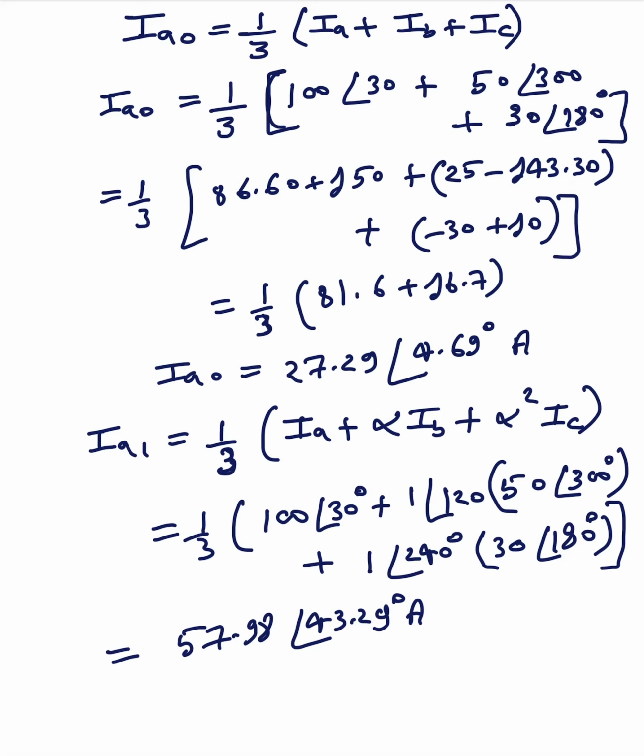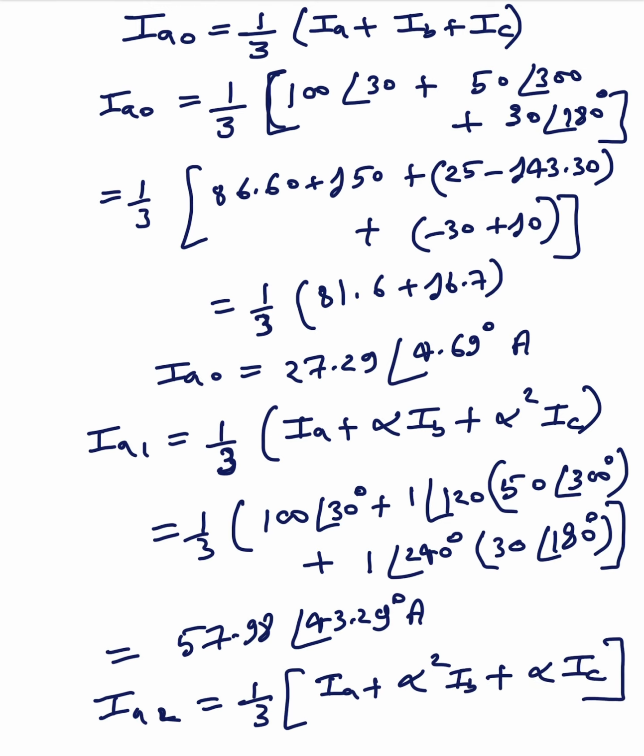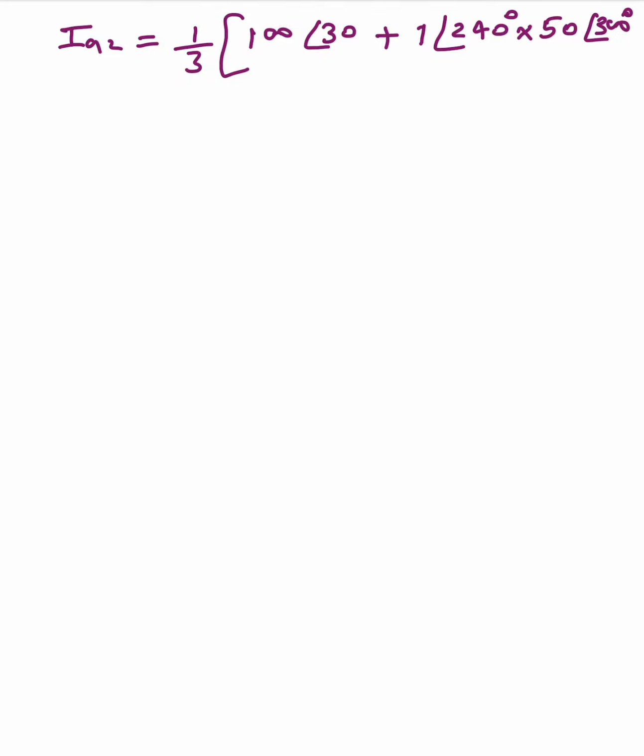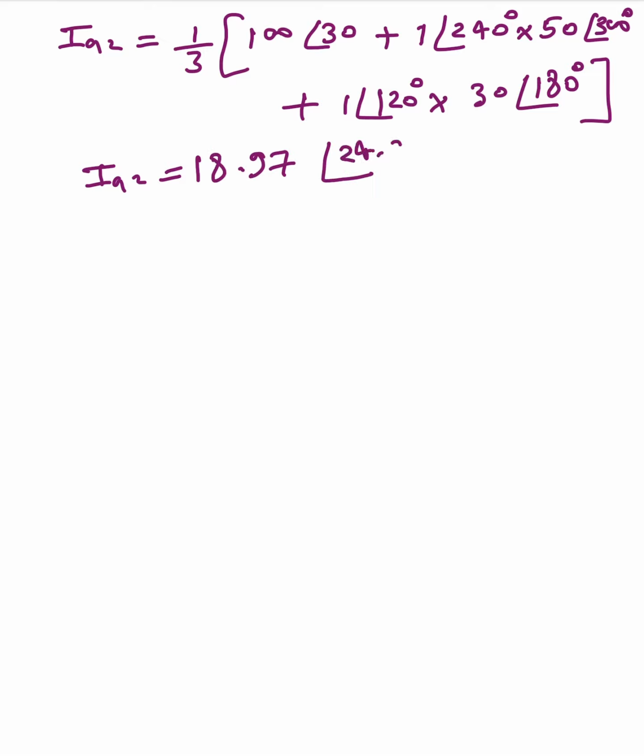Okay, similar way you have to calculate IA2. I have written that IA2 is equal to 1 upon 3 times IA plus alpha square IB plus alpha IC. Now we feed in all these values: IA is 100 angle 30, plus alpha square 1 angle 240 into IB, 50 angle 300, plus alpha 1 angle 120 into IC, 30 angle 180. So IA2 is equal to 18.97 and angle 24.96 degree ampere. Okay, so these are the values of IA1, IA2 and IA0.